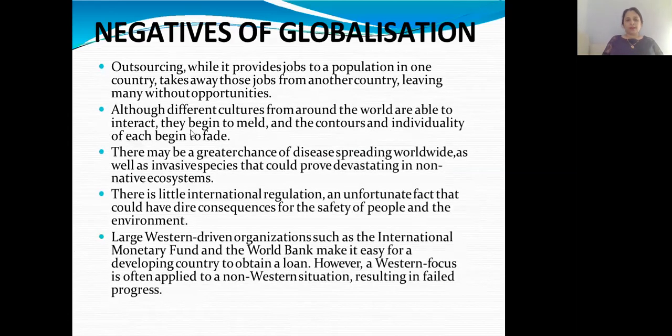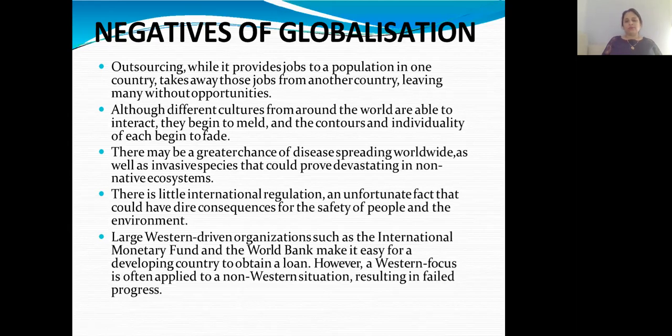What are the negatives of globalization? The first thing is outsourcing. Although positively outsourcing is providing jobs to a major population, while it provides jobs in one country, it takes away those jobs from another country, leaving many without opportunities. That was the reason that when the previous government came in the US, they tried to stop the BPO sector, because BPOs were opening in India and getting an educated workforce, so people were not at all interested in having call centers and BPO centers in the US itself. The youth there were not getting employment.